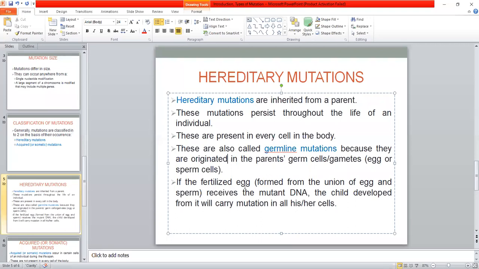If the fertilized egg formed from the union of egg and sperm receives the mutant DNA, the resultant child developed from it will carry the mutation in all his or her body cells. So as a result, if the fertilized egg receives the mutant DNA, the resultant child will carry the mutation in every cell of his or her body.